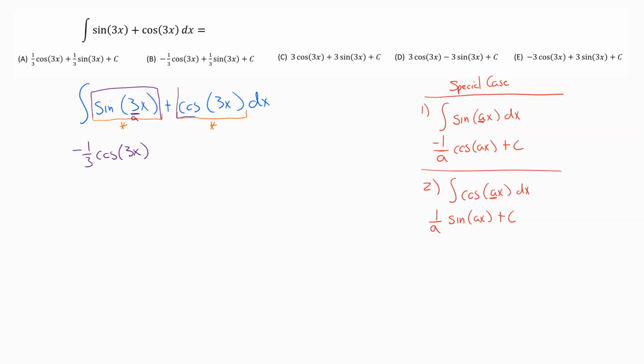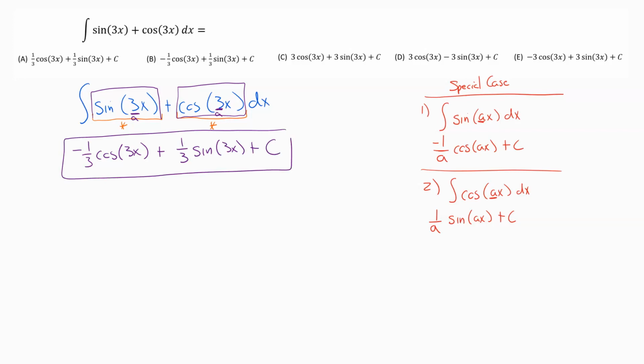And then on the next one, I have the cosine of 3x. Again, my a value, my number in front of x, would be 3. So this would be plus 1/3 the sine of 3x plus c. And that's going to be your final answer on something like this. And you'll see that that one is right there as option B.